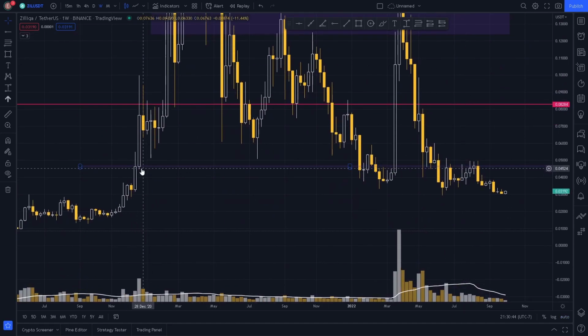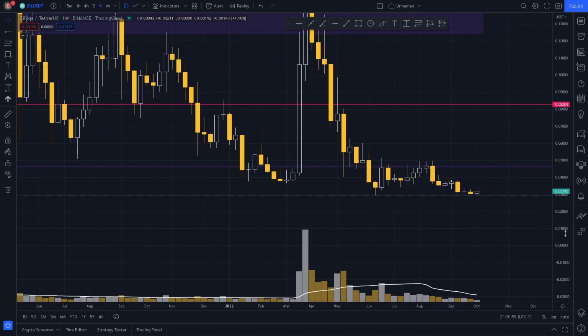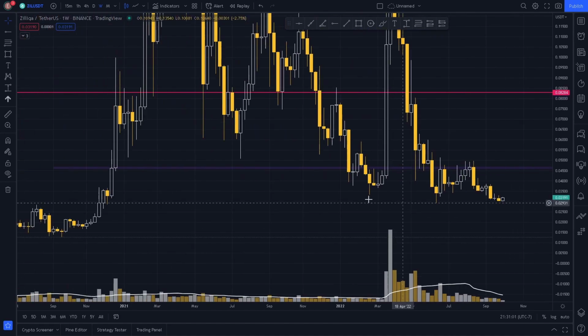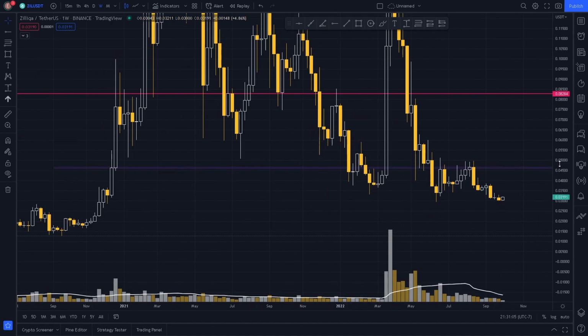So if we look here, we actually had a bit of a reaction over here to the same key level. We've seen a reaction from price here, and we've seen a reaction from price here. So this key level has actually been resistance and support, making it very key.